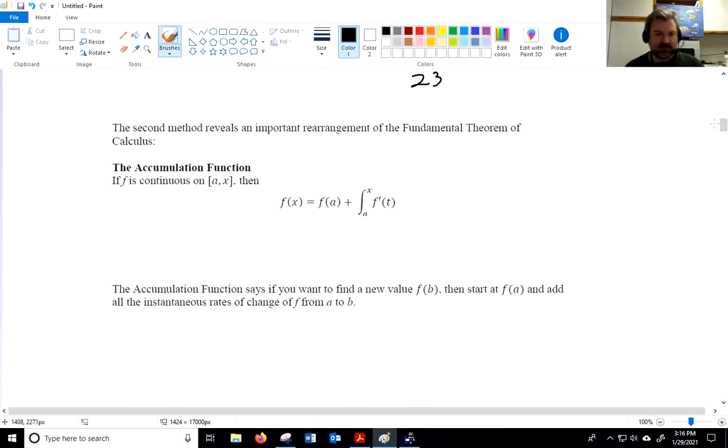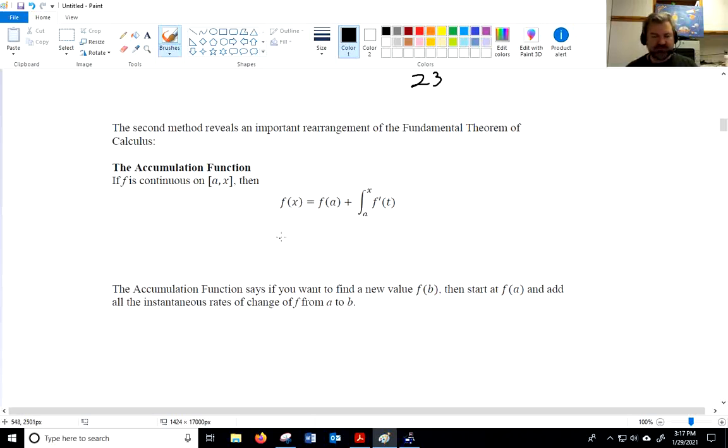Now, this second method, rearranged, the second form of the fundamental theorem of calculus, shows us a really neat equation that I call the accumulation function. I and quite a few other people do, but you don't always hear that name. But this is what we're going to call it: the accumulation function. It says that if f is continuous on the closed interval from a to x, then I can always find f of x by simply starting at f of a and adding all the instantaneous changes from a to x.